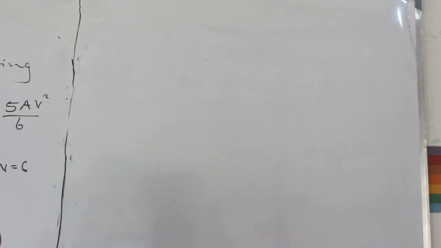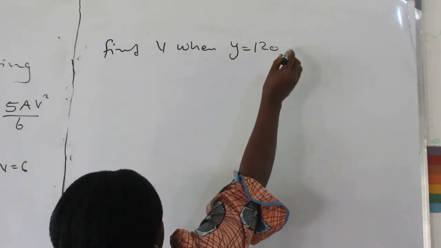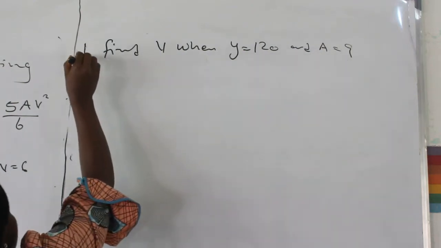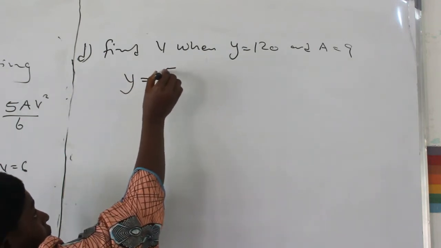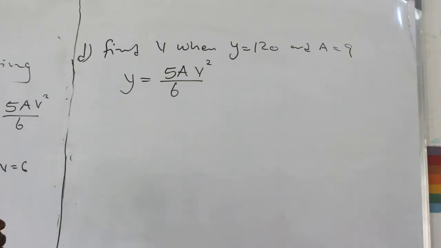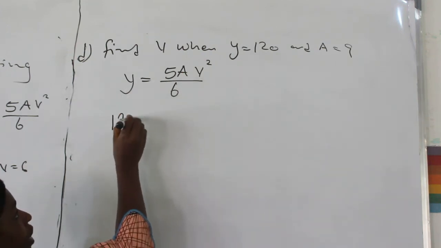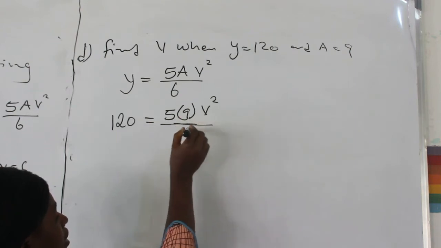The last part of it is D. And we have to find the value of b when y is 120 and a is 9. Find b when y is 120 and a is 9. So we substitute in the formula connecting them, or the relationship connecting these variables. We say the relationship is y is equal to 5ab squared all over 6. So we are going to substitute it here. So our y is 120. We have 120 equals 5, and a is what? 9. We have b squared all over 6.